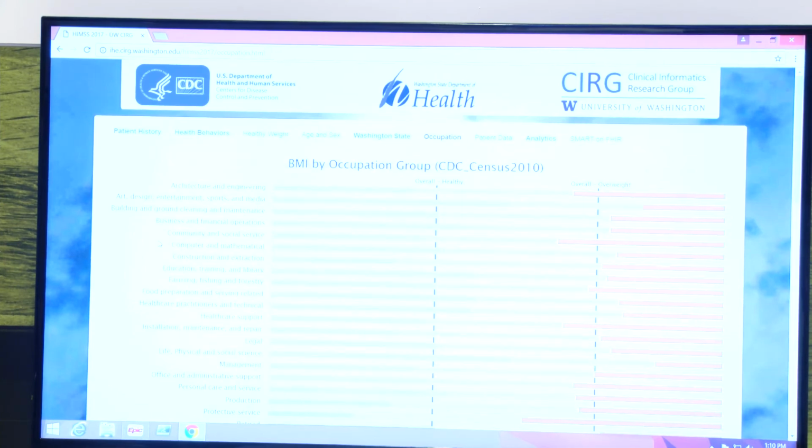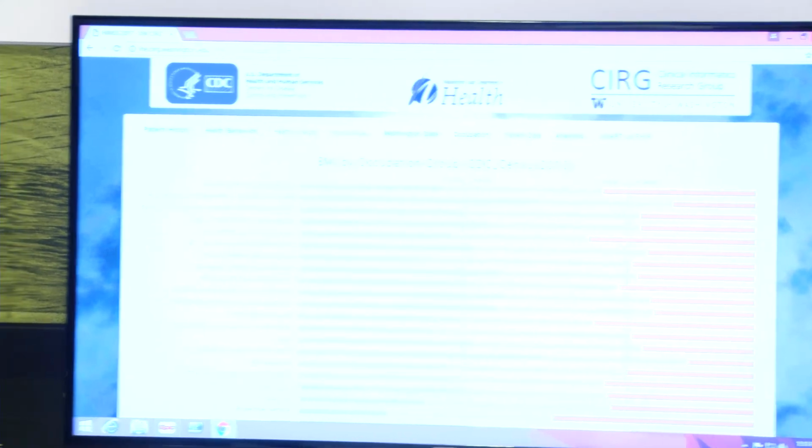So what we've shown so far is really a demonstration of a population health level dashboard that public health can use to quickly get an idea of what's happening in my population and use that to inform targeted interventions at the population level. I'm now going to hand it over to my colleague Bill Lober, also from the University of Washington, to talk about how public health can provide that information back to the provider at the point of care.